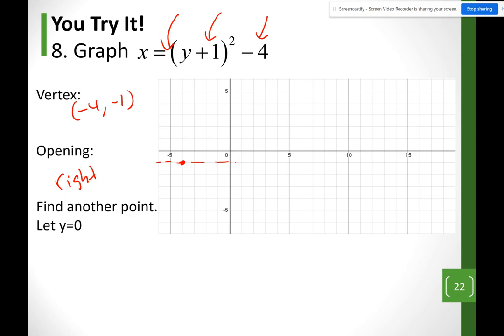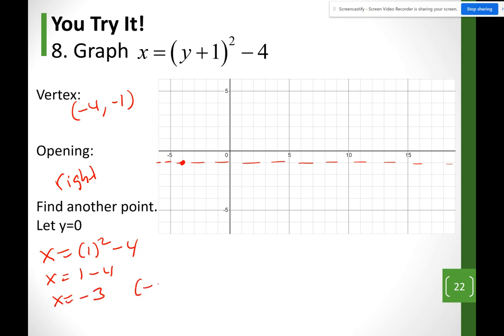I imagine this as my axis of symmetry. I'm going to find another point. I'm going to let y equal 0. Why am I letting y equal 0? Because 0 is easy to deal with. You can let y equal whatever you want. So I'm just going to say x equals, remember I said y equals 0, so I get 1 squared minus 4. So x equals 1 minus 4. That means x equals -3. My other point that I just found is -3, 0.